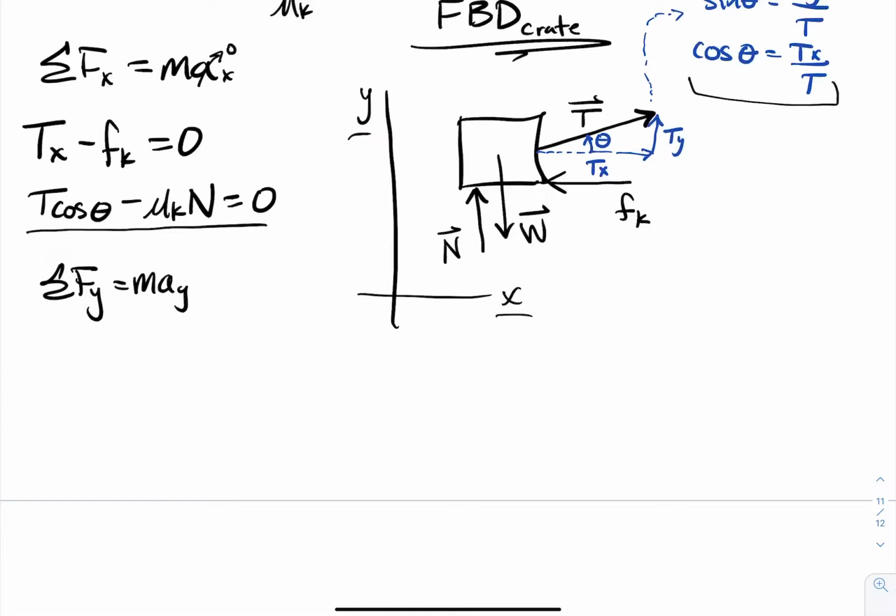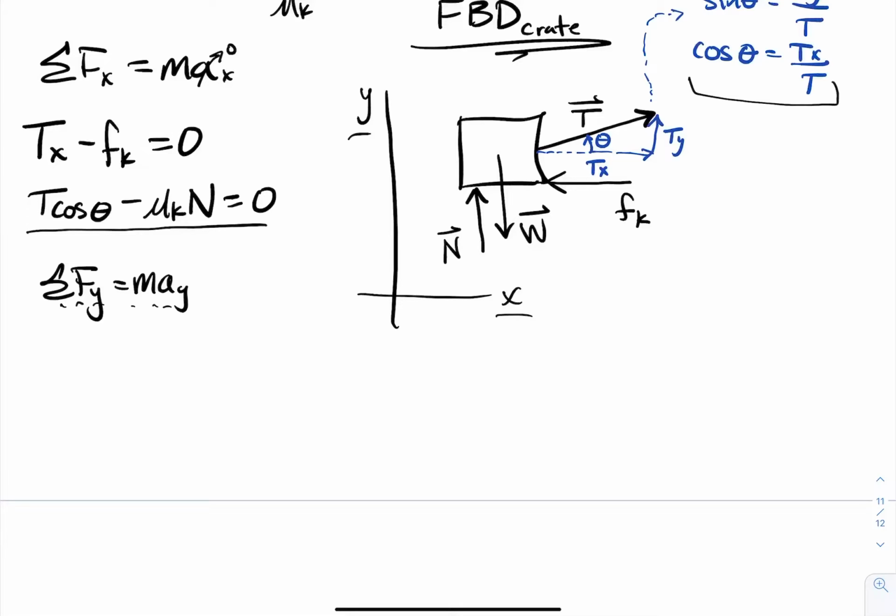Something you might note to yourself: a lot of students look at this and say, but the normal is equal to the weight. But it isn't, especially in this problem. And so you have to be very careful with that. That's why we have to make sure that you use all the directions of the forces before you start to make conclusions. So we're going to sum the forces in the y direction.